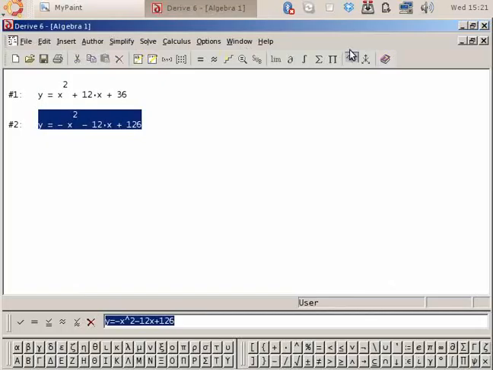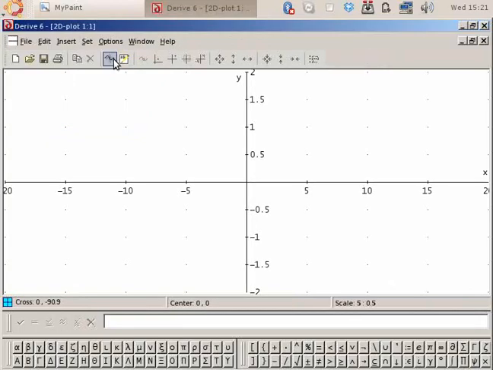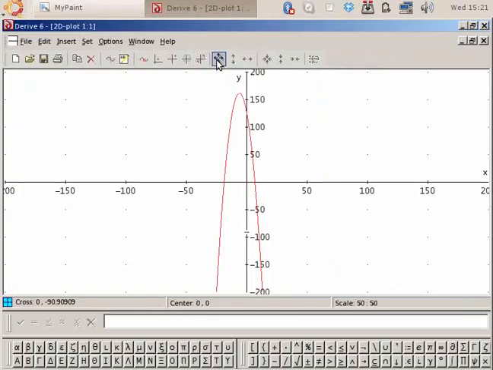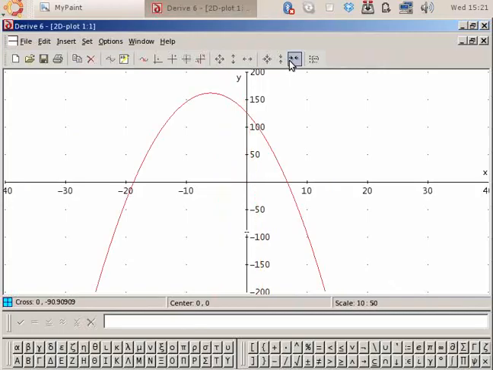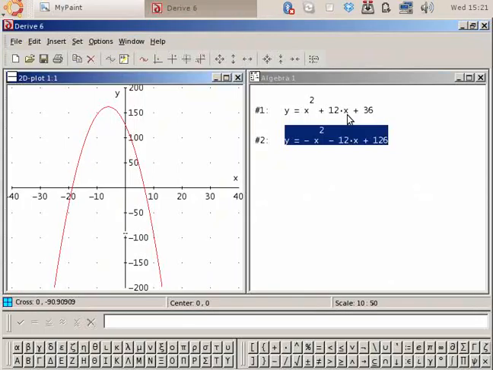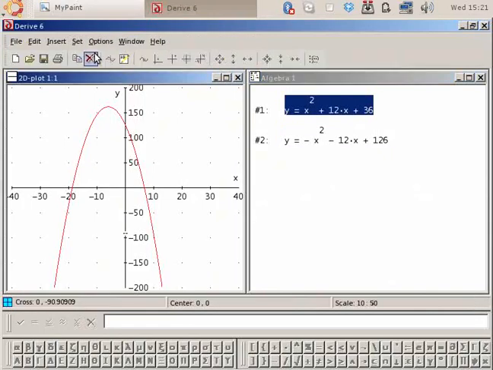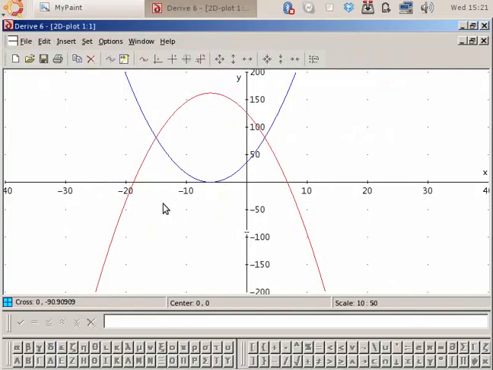So plotting those. I'll have to zoom out. Okay, and then the second one here. So the area I'm looking for is this one here. Okay. So I'm looking for this area that's trapped between the two curves.